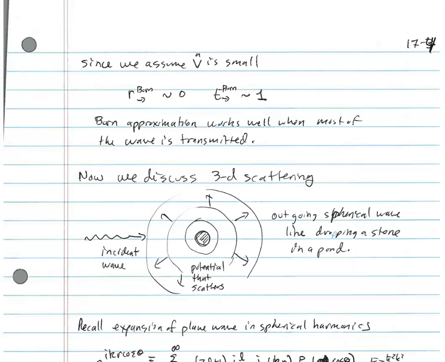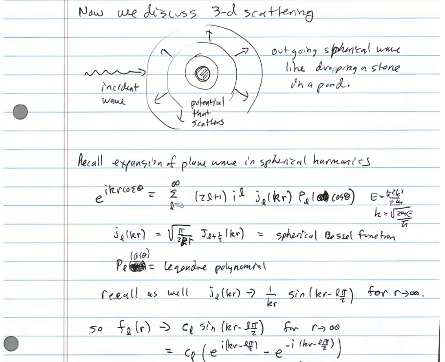Okay? Now we're going to end the lecture by talking about three-dimensional scattering. In this case, we have an incident wave, which is typically a plane wave. It will scatter off of something that has cylindrical symmetry, and then everything moves outward from that scattering center in spherical symmetry as spherical waves. And this is similar to dropping a stone in a pond where you see the circles move out, but it's in 3 dimensions because it's spheres that are moving out.